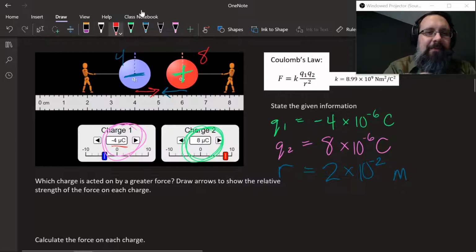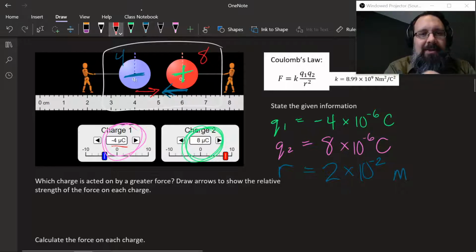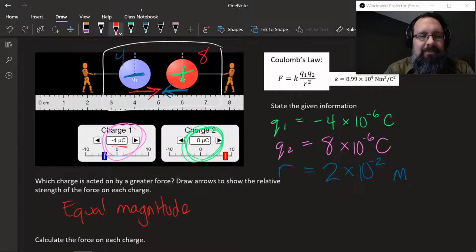Nope, it looks like we've all forgotten Newton's third law. If one object exerts a force on a second object, the second object exerts a force on the first object of equal magnitude. In what direction? Opposite direction. So they have to have the same force.